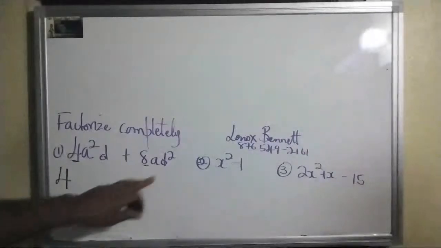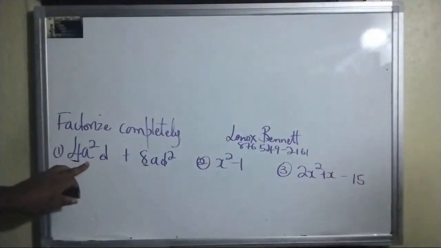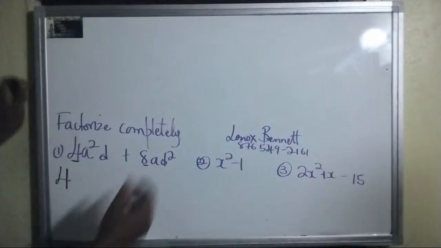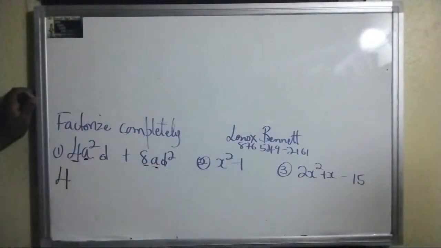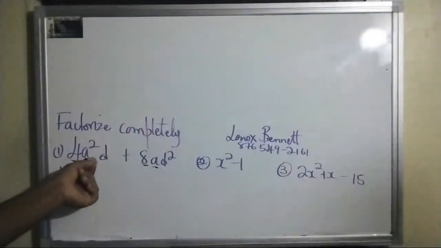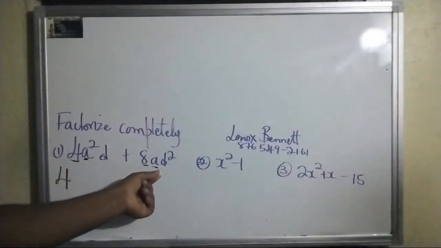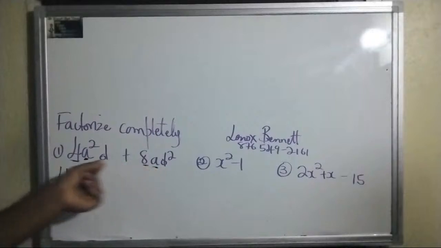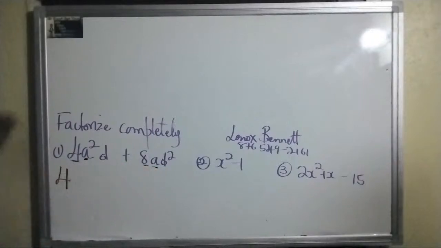Next, we check the A. A common to both? Yes. A is there. A common error is that students take out A squared. But remember, A squared cannot go into A. But A can go into A squared. Alright? So we just take out A alone.